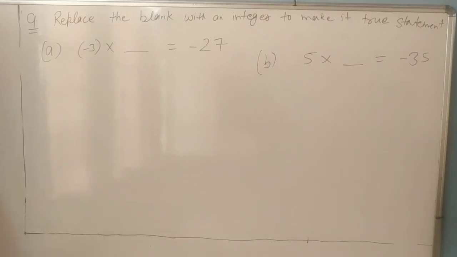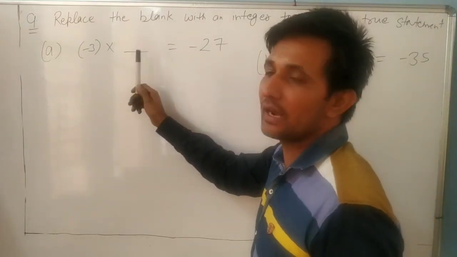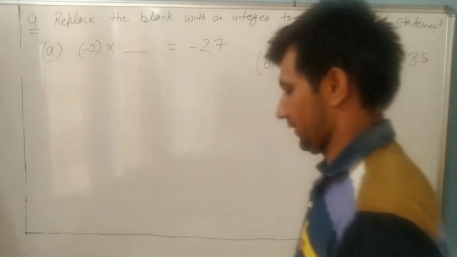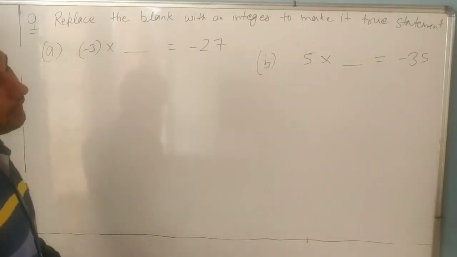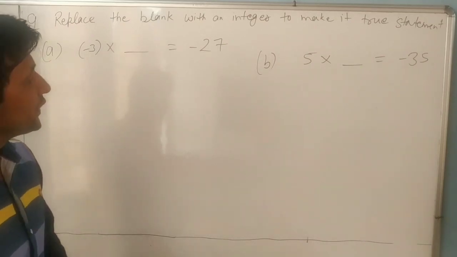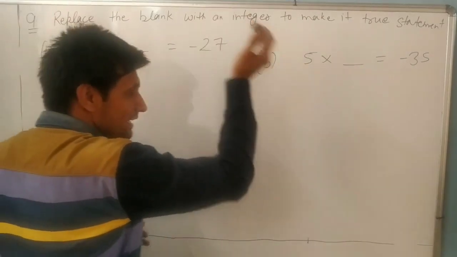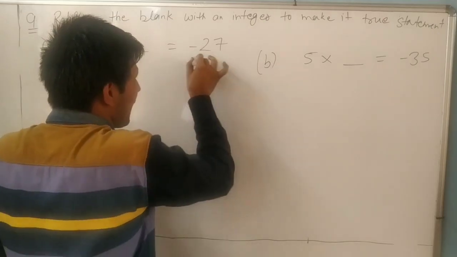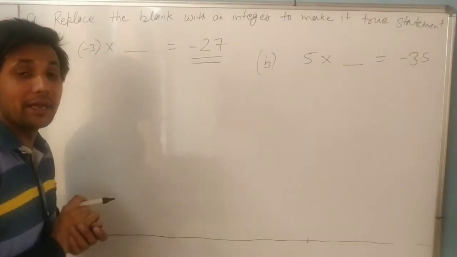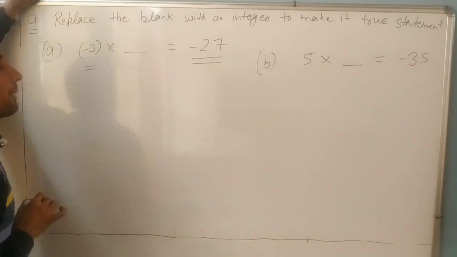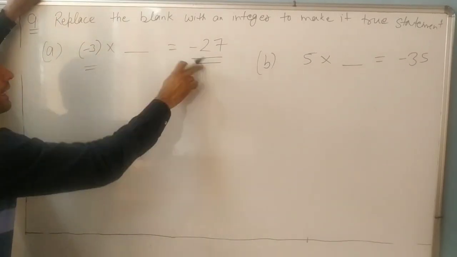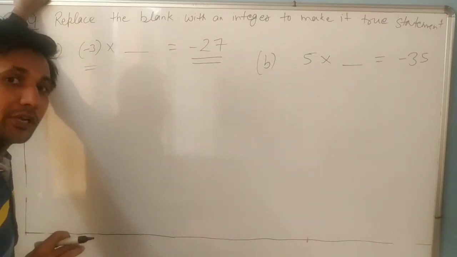Yes. Next dear, replace the blank with an integer. We have to write an integer to make it a true statement. True means left hand side equals right hand side. Okay dear? Look here. We observe that on the right hand side the answer is minus 27. And what number do we multiply by minus 3 so that it becomes minus 27?